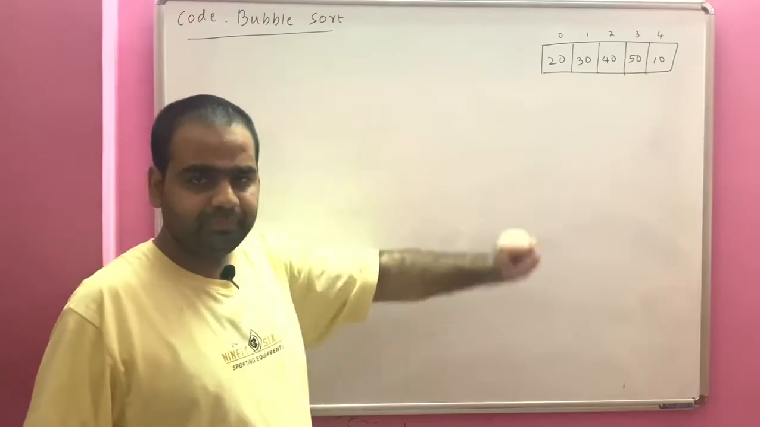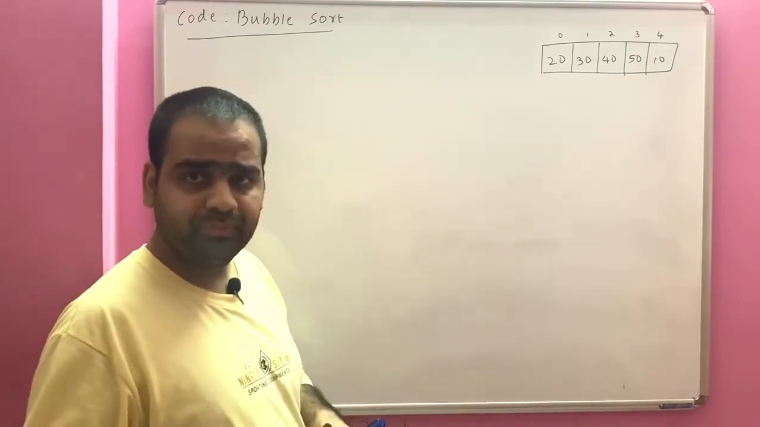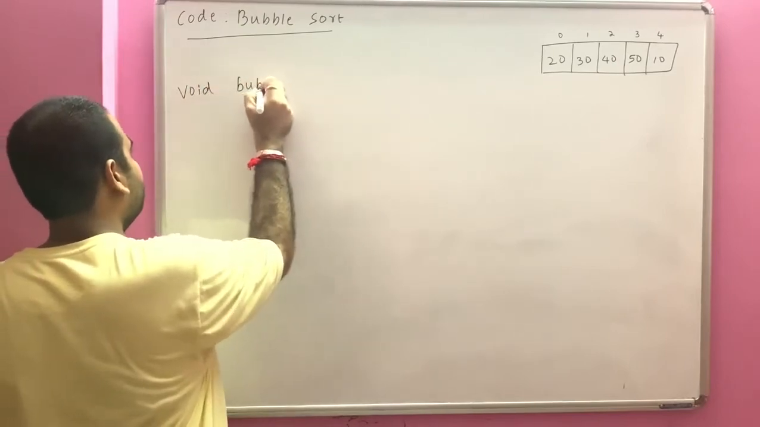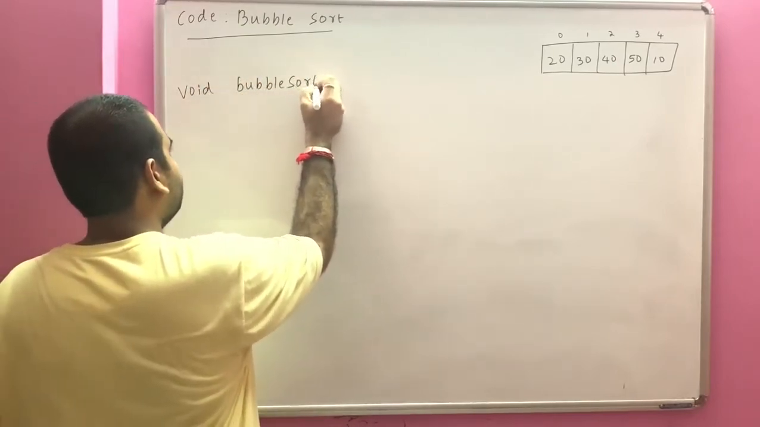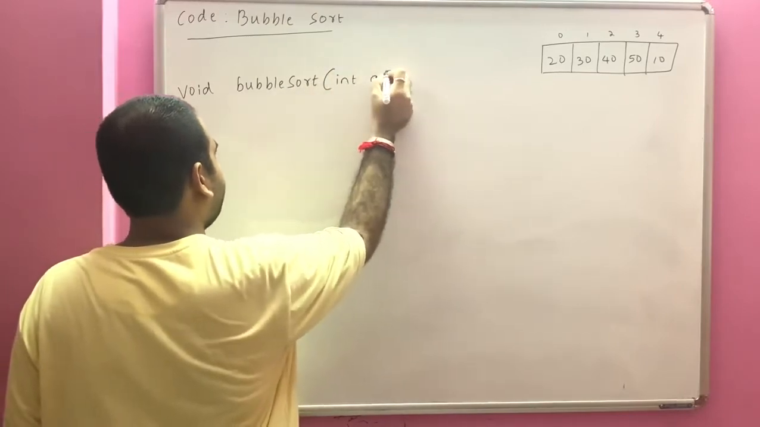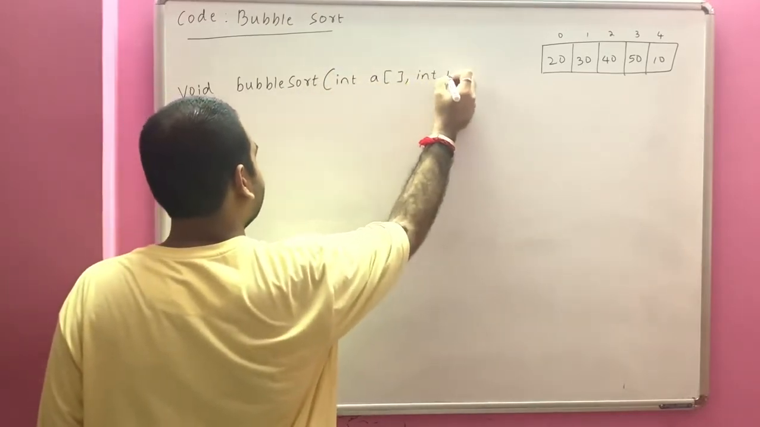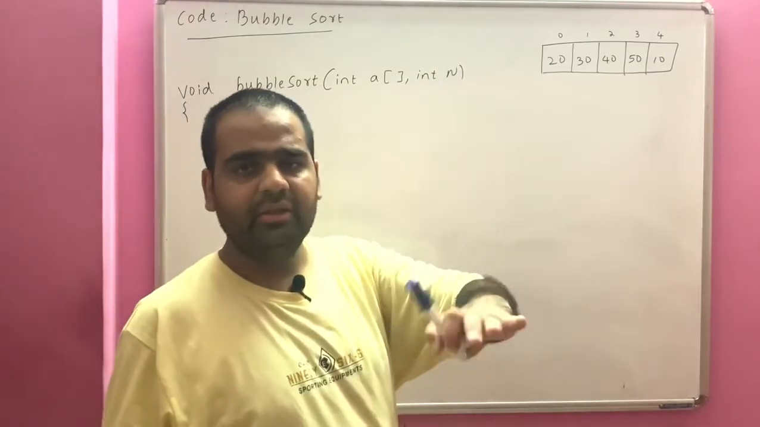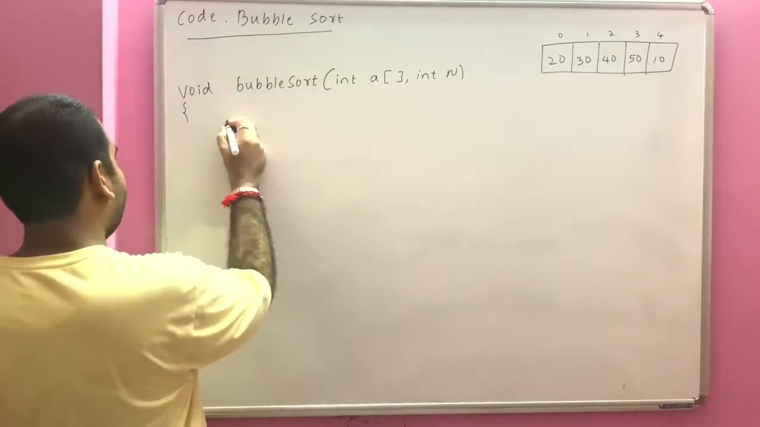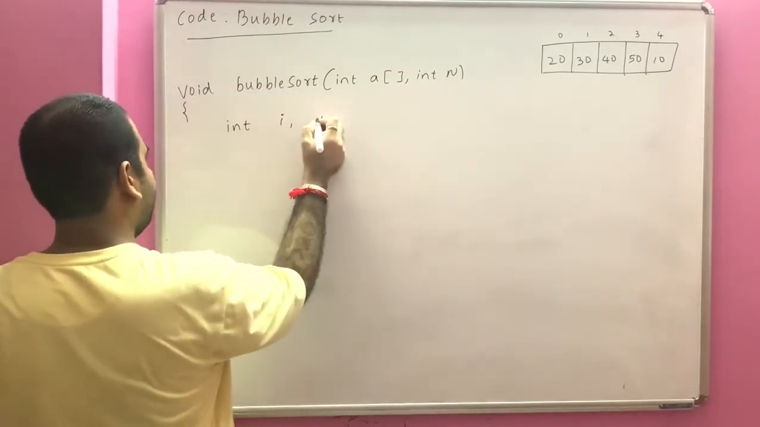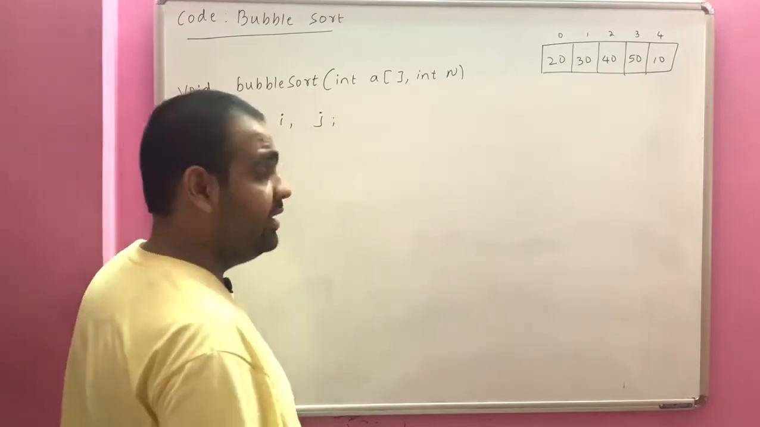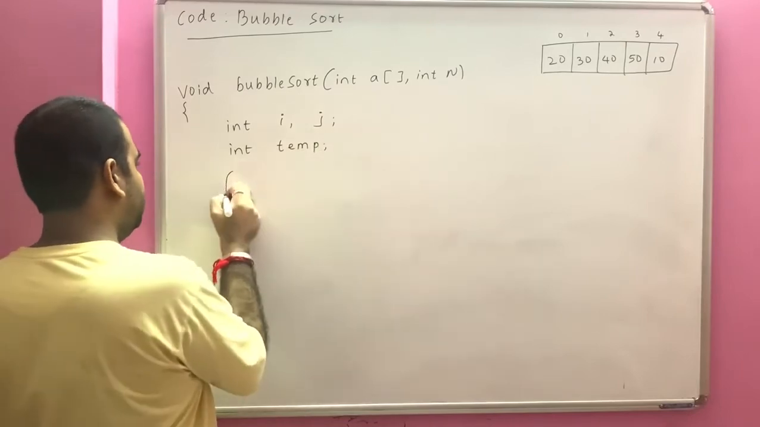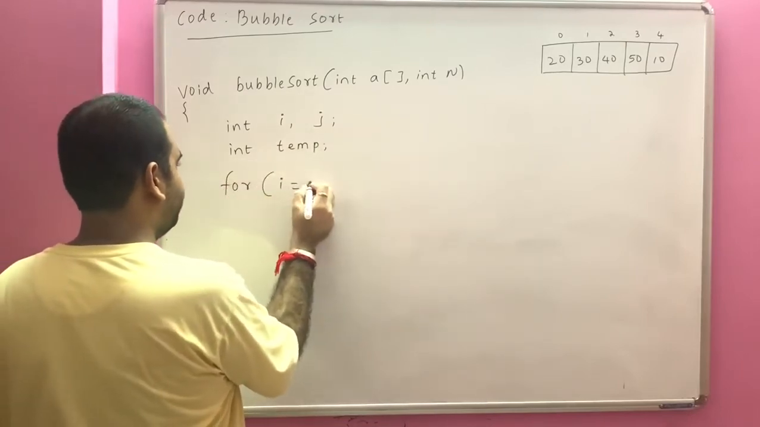Suppose this is the array and we want to write the code. We say void, what is the function name? Bubble sort. The first parameter we need is an array and the second parameter is the number of elements n. We need two things, i, the number of elements sorted, and j, the number of pairs, int i and j. And we need one more variable so that we can swap it. We say int temp.